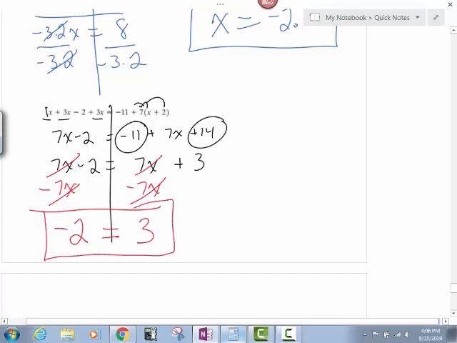And look at the equation we have. The equation we have is negative 2 equals 3. But we know that those two numbers aren't equal. So what we have here, guys, is there is no solution, right?